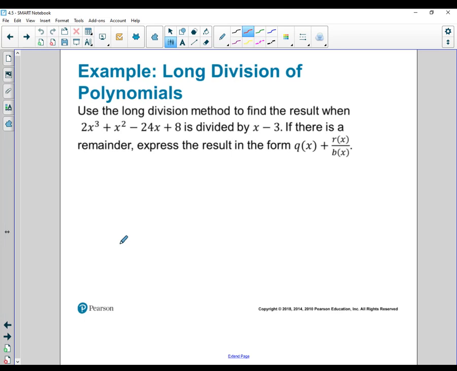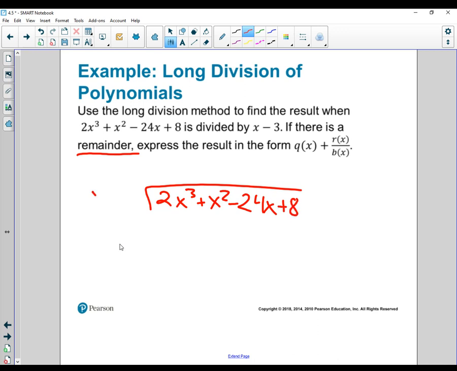Might be like, hey, we already know how to do long division, but today we have possible remainders. All right, so use the long division method to find the result when 2x cubed plus x squared minus 24x plus 8 is divided by x minus 3.